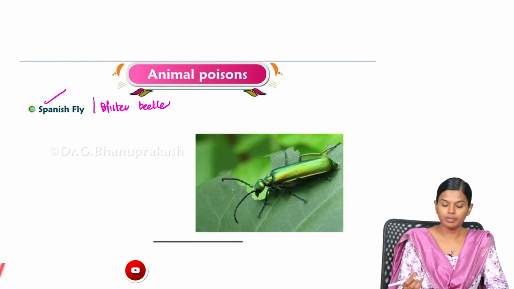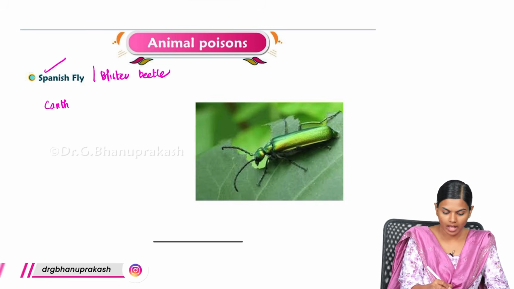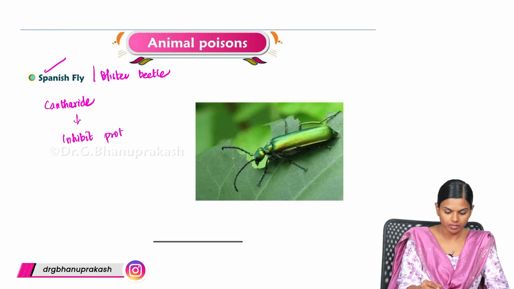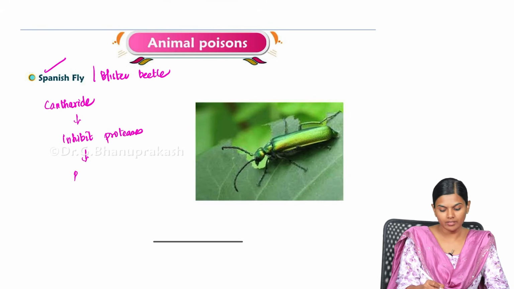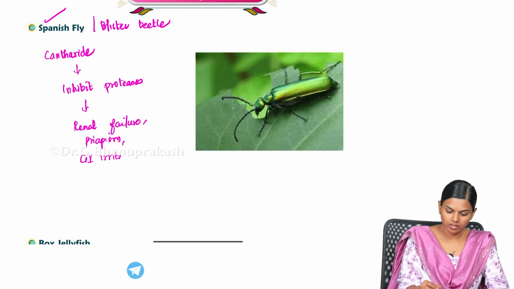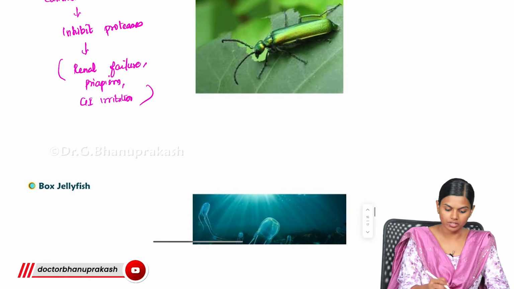blister beetle. So this blister beetle, what it has is, it has one active principle known as Cantharide. So this Cantharide, it will go inhibit proteases. Because of that, there will be renal failure. So this can cause renal failure, and this can also cause priapism, and when ingested it can cause GI irritation. So all these are caused by the Spanish fly, and this Spanish fly, it is used as an aphrodisiac.